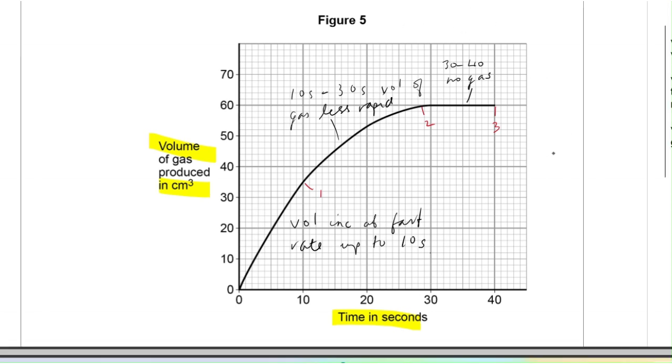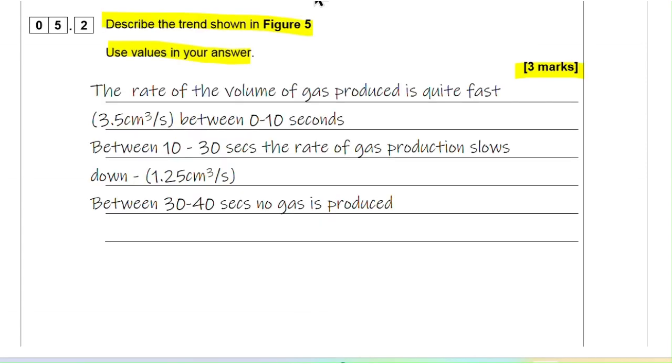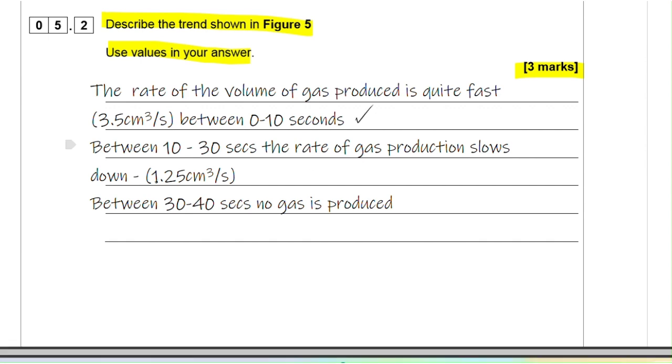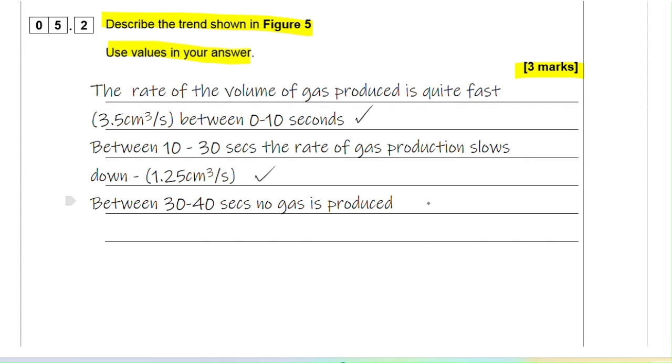Now let's put this into our written answer. The rate of the volume of gas produced is quite fast between 0 and 10 seconds. Between 10 and 30 seconds, the rate of production slows down. Between 30 and 40 seconds, there's no gas produced. As long as you've got some numbers somewhere, either time or volume.